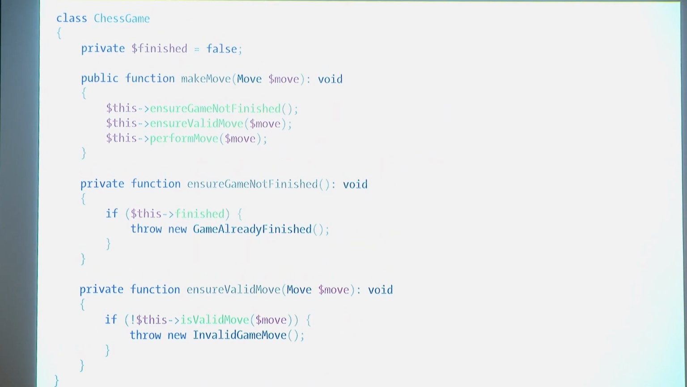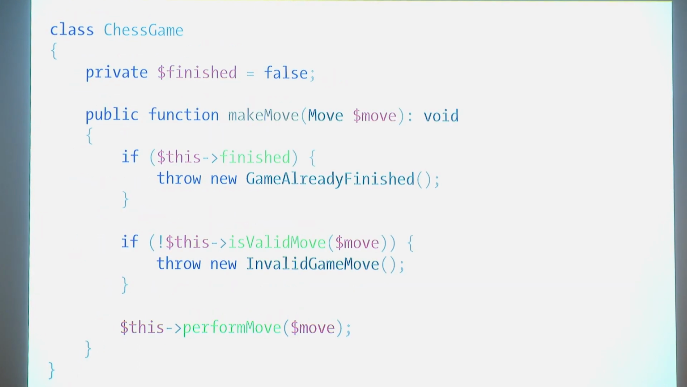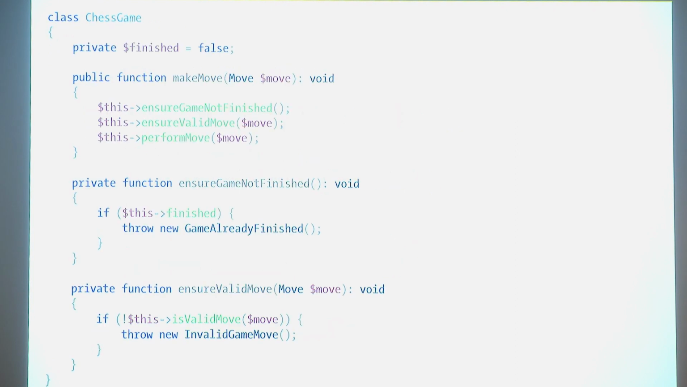All right. Something I like to do also is to encapsulate these into very short methods that are very expressive. As you can see, ensure game not finished, ensure valid move, and the methods are returning void or an exception. And so this way, the main method, this one, make move, simply calls the series of steps. So it makes the code more readable.